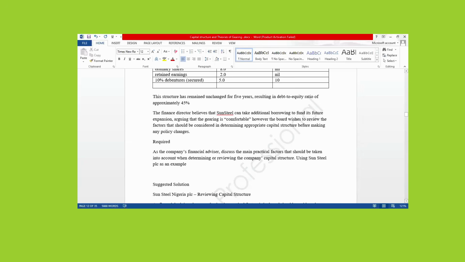Let me hear from the students. What are the factors you are going to consider if you are to review this company's capital structure? The line is open. Let's get contributions from the students.